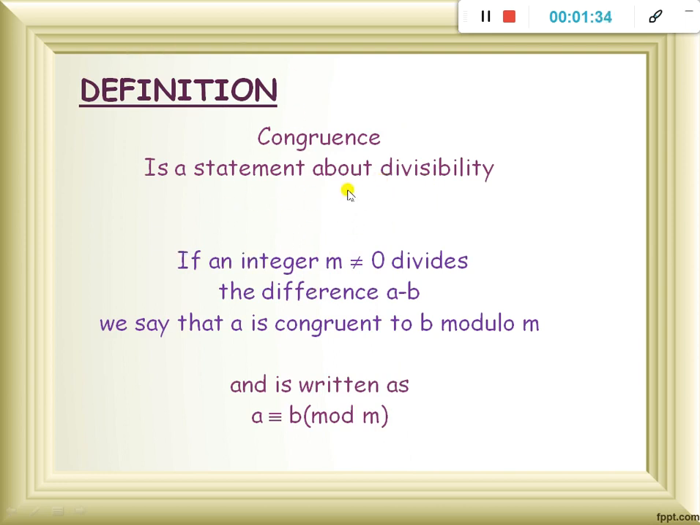Congruence is a statement about divisibility. If an integer m not equal to 0 divides the difference a minus b, we say that a is congruent to b modulo m, and it is written as a ≡ b (mod m). So here this m should not be 0, right? Whenever one term divides another number, we can write it like this. This has to be read as congruence, right? This is the symbol for congruence.